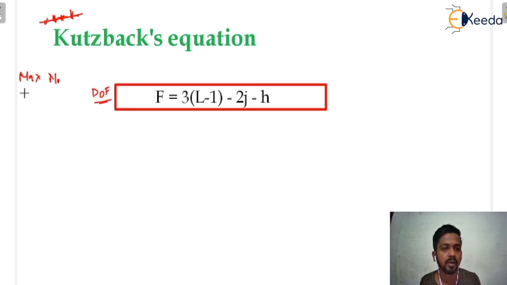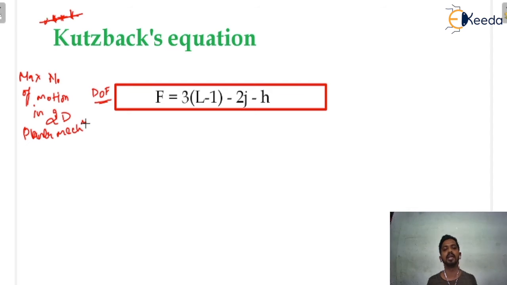So I can write here: the maximum number of motions in two-dimensional planar mechanisms. We are talking about the two-dimensional. Are you getting my point? I can write here the degree of freedom as the maximum number of motions in the two-dimensional planar mechanisms, where L is the number of links, J is the number of joints, that is binary joints, and H is the number of higher pairs.